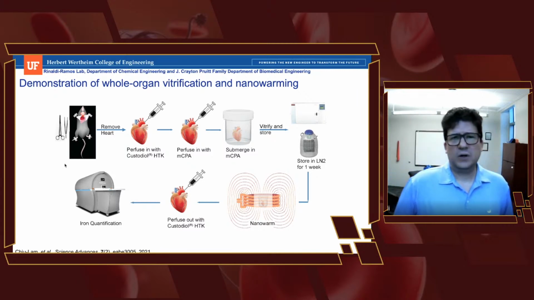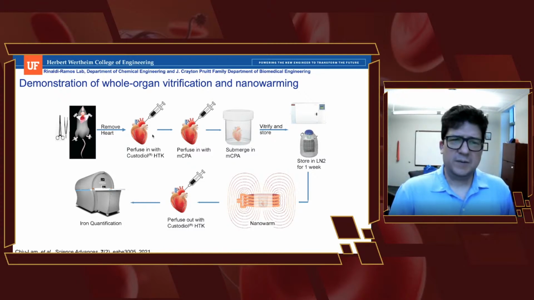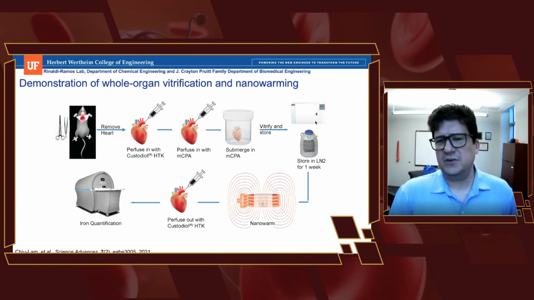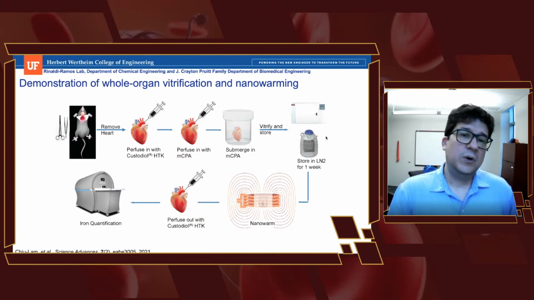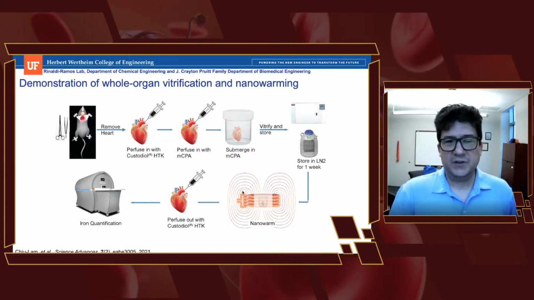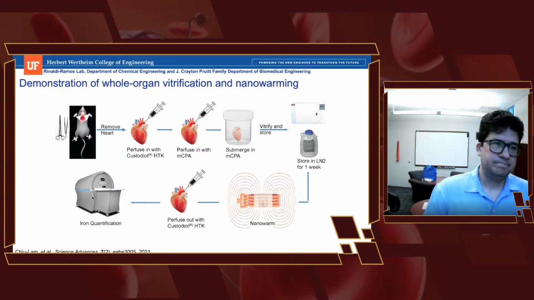Finally, we demonstrate whole organ vitrification and nanowarming. And the way we do that is we remove the heart, perfuse it again with custodiol, perfuse in with CPA, then submerge in CPA and vitrify it using a mechanical freezer. We store them in liquid nitrogen temperature for 1 week, and then we nanowarm them using an alternating field. After that, we remove the particles using custodiol again, and we do iron quantification by MPI.